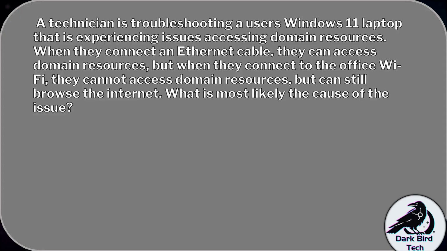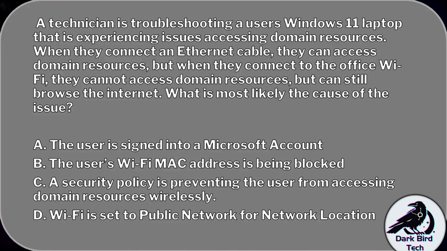Entertain those for a moment, but let's look at the options. The user is signed into a Microsoft account as option A. For option B, the user's Wi-Fi MAC address is being blocked. Option C, a security policy is preventing the user from accessing domain resources wirelessly. And option D, the Wi-Fi is set to public network for the network location.